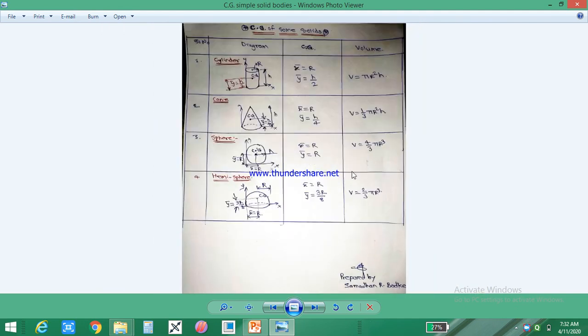These are the simple figures we are going to use in the problems. So you have to learn this center of gravity formula and volume formula. In the next video we are going to see one or two problems on the center of gravity. Thank you, thanks for watching.